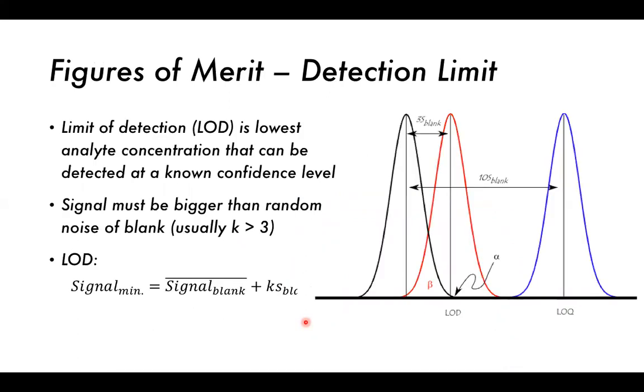So the limit of detection, as we said, is the lowest analyte concentration that can be detected at a known confidence level. And so the signal must be bigger than random noise of the blank. And so usually K is greater than 3. So that means it's going to be 3 times the standard deviation of the blank. So the limit of detection is equal to the minimum signal, which is equal to the mean of the signals of the blank plus K s blank, where K is this number greater than 3 and s is the standard deviation of the blank. So usually we would take, say, seven or more blank recordings and then take the mean value of those and then also create a standard deviation for those values.